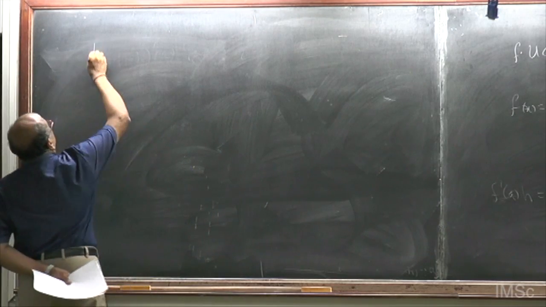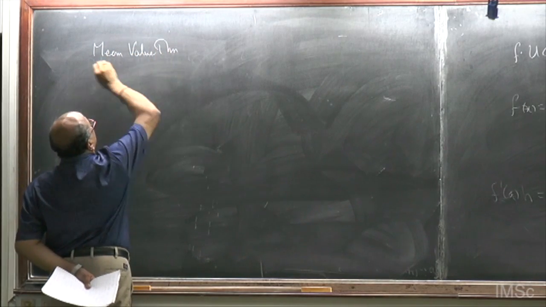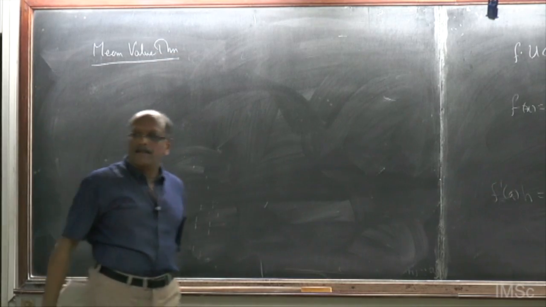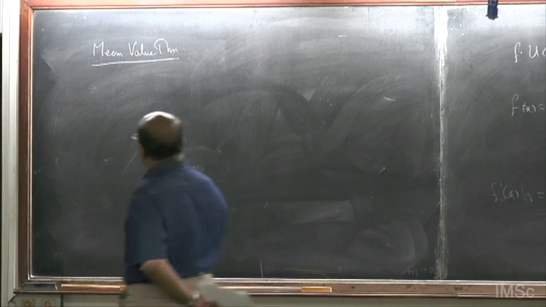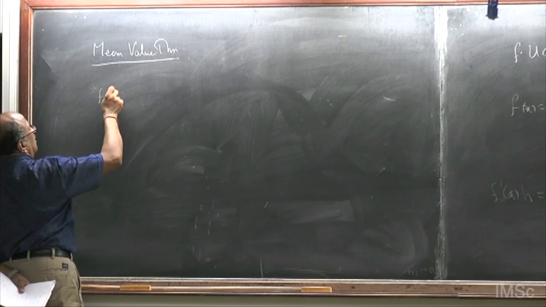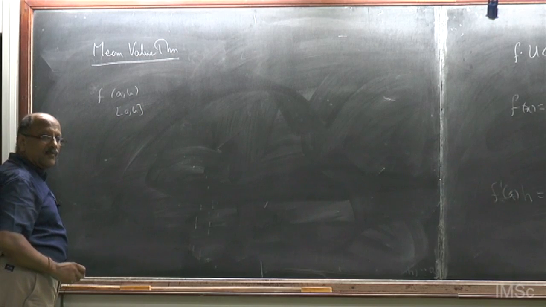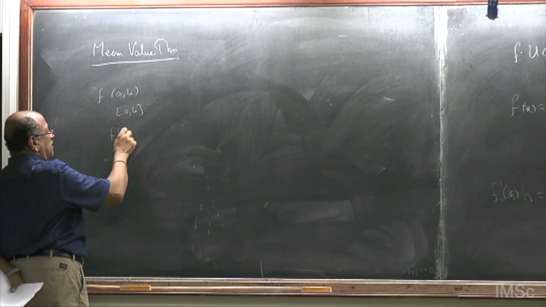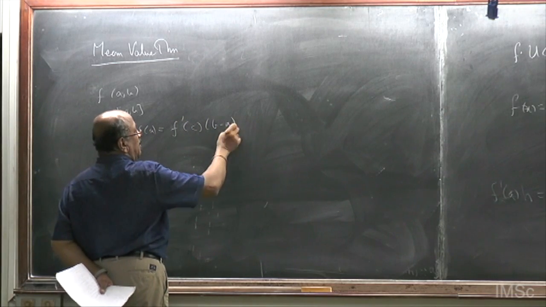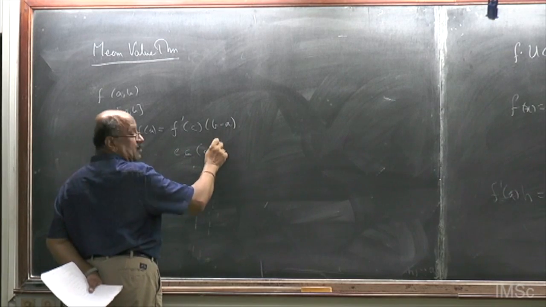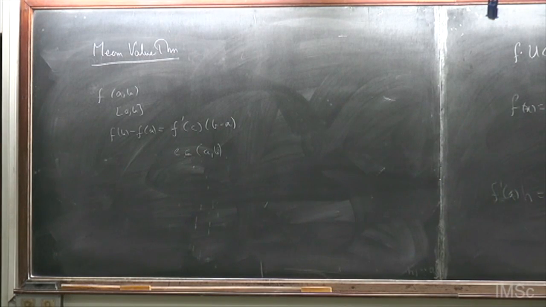So, next important result is called the mean value theorem. What does it say in one dimension? Suppose you have a function f which is differentiable in the open interval, continuous on the closed interval, then f(b) minus f(a) is f dash of some c times b minus a, where c belongs to the open interval (a, b). This is the classical Lagrange mean value theorem.